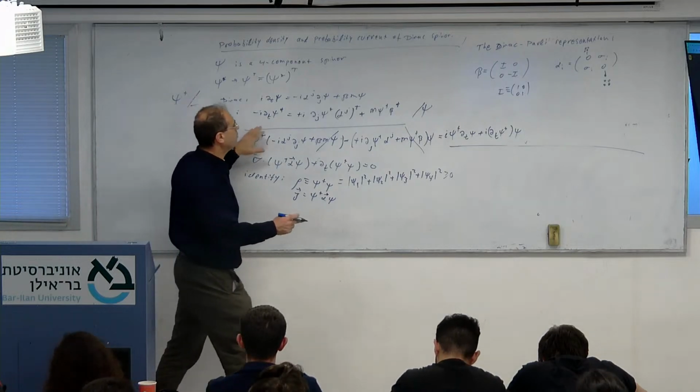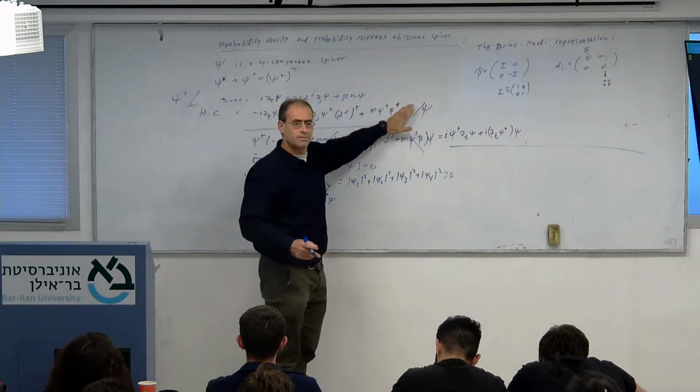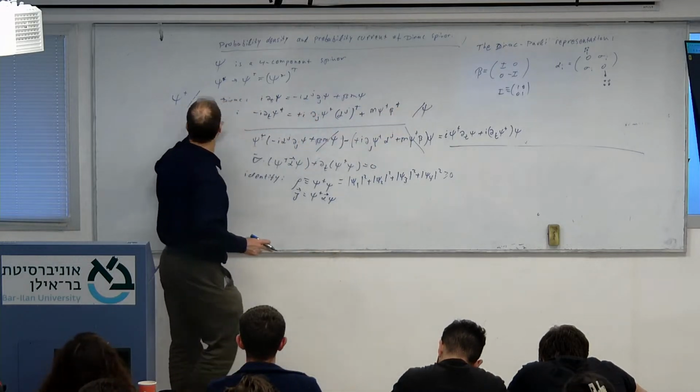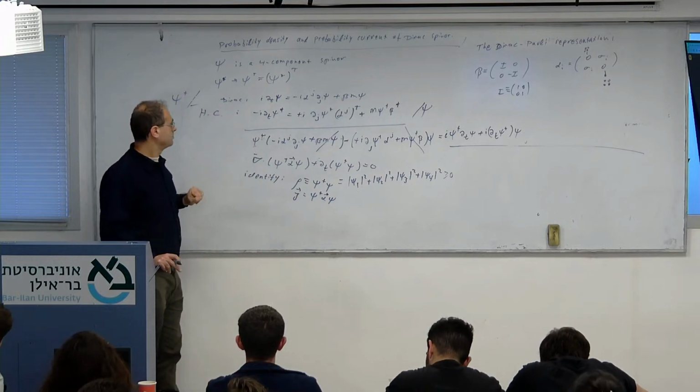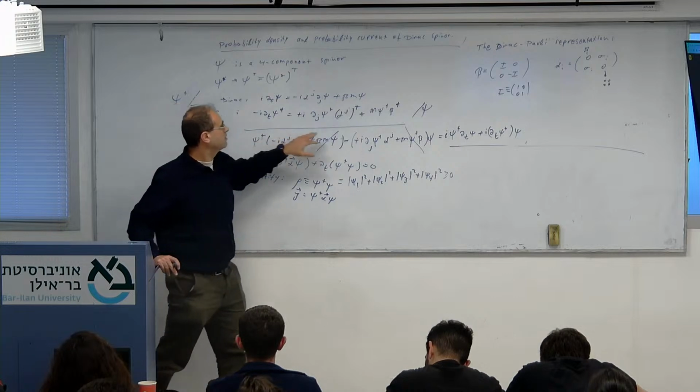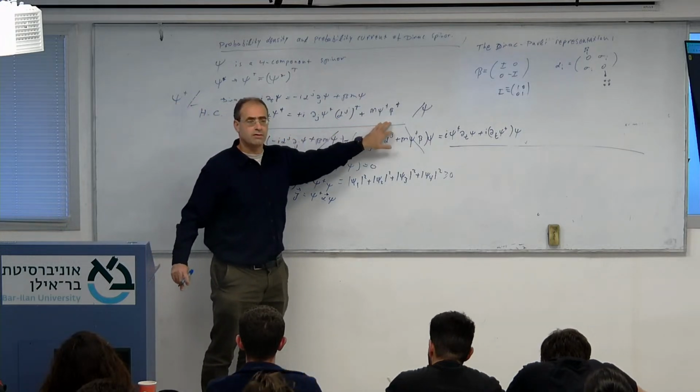But here I multiply psi from the right. Here I multiply psi dagger from the left, and I subtract it. And I use the fact that the matrices alpha j and beta are Hermitian.